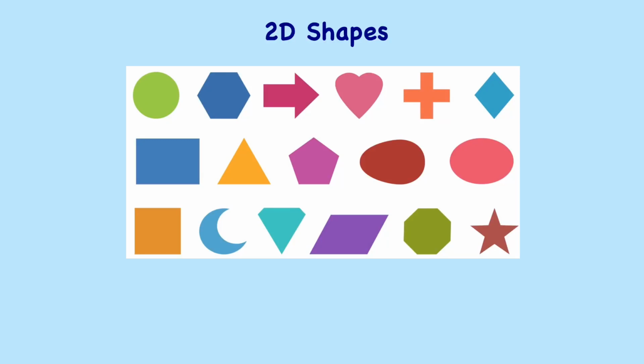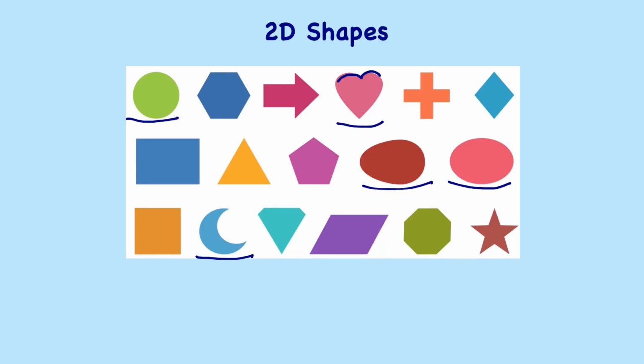Let's have a look at the differences between these shapes. I can see that some of these shapes have curved sides and some have straight sides. Let's have a look at the shapes that have curved sides. Well, this shape here is a circle and it's completely curved all the way round. This shape here looks like a heart and that's got a curved bit at the top there. And this one here has got a curved side. This one looks a little bit like an egg. And this one here looks a bit like a moon, that's got a curved side as well.